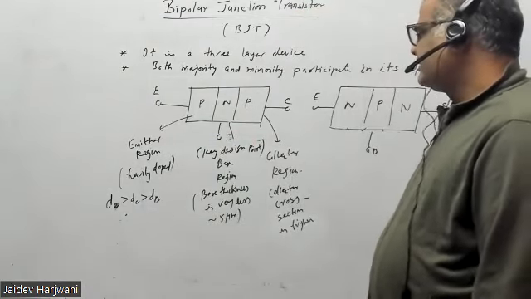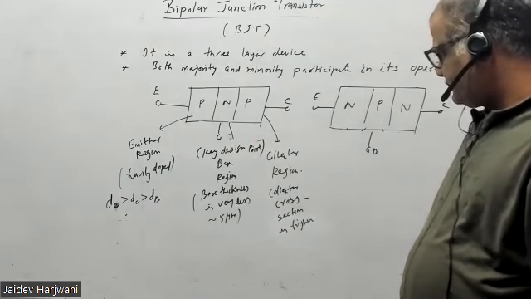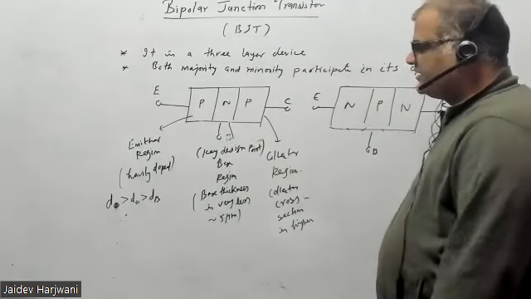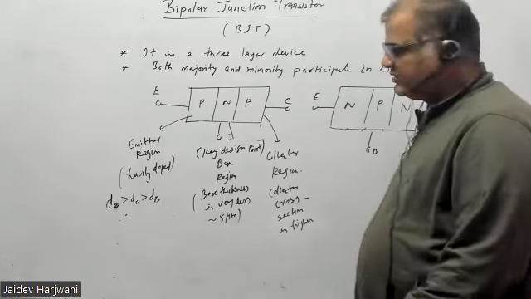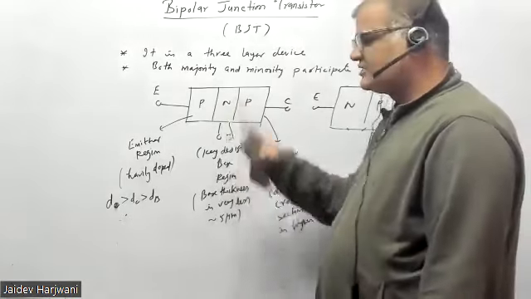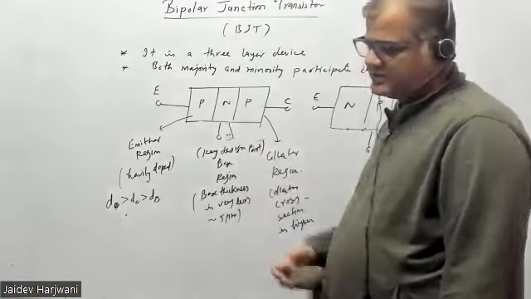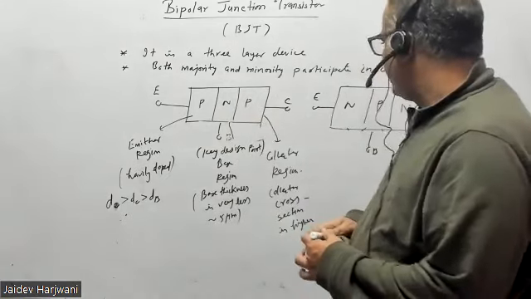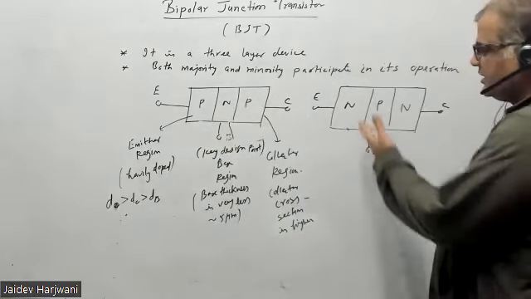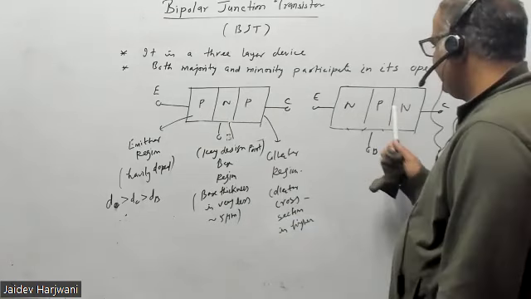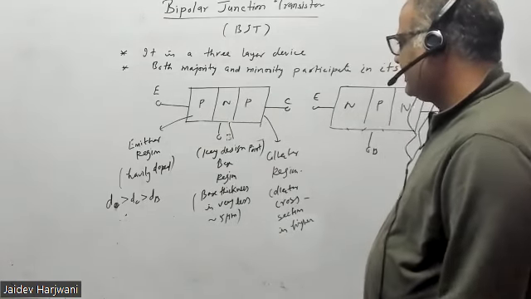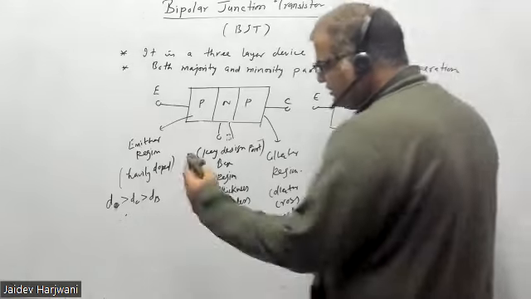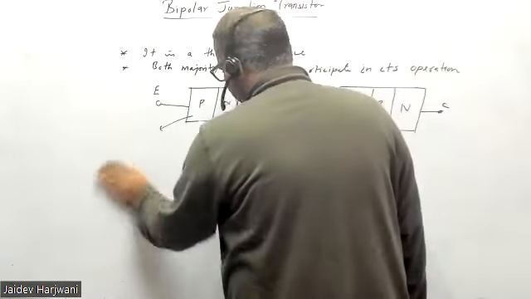For the exam you should remember these points: heavily doped, smallest thickness, and highest cross section. Similarly, this is the NPN transistor. Here the emitter becomes N, the base becomes P, and the collector becomes N. Now, how does this device operate, how does it work?